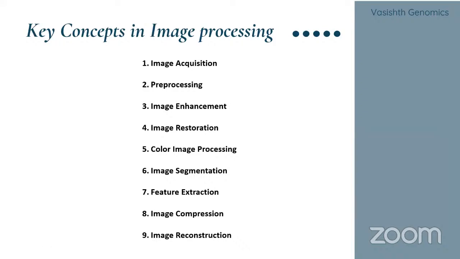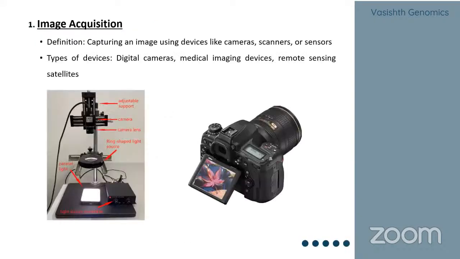Okay, key concepts in image processing: image acquisition, pre-processing, image enhancement, image restoration, color image processing, image segmentation, feature extraction, image compression, and image restructuring. This is all for pre-processing. For disease detection, last you have to include identification of the region of interest, the ROI. Just remember it. So for image acquisition, you can use several devices like cameras and scanners.